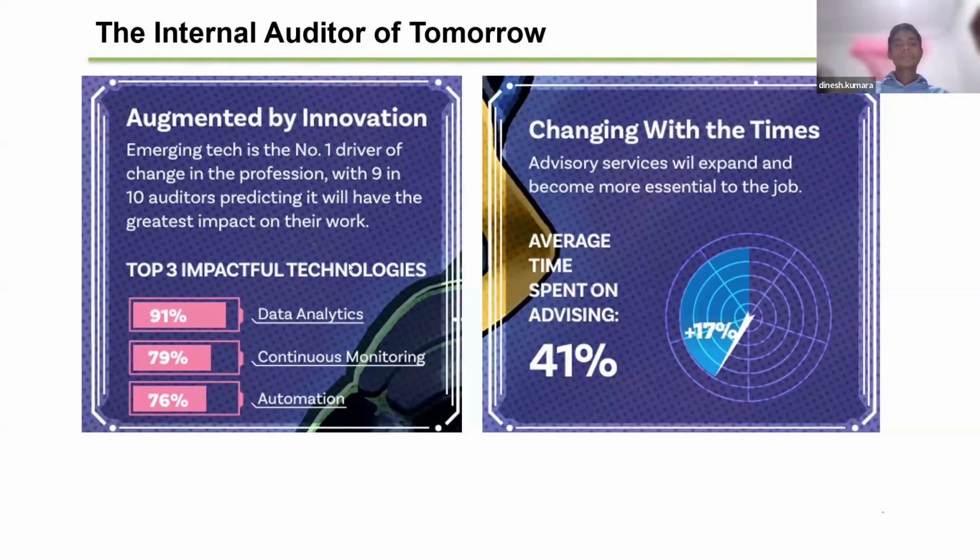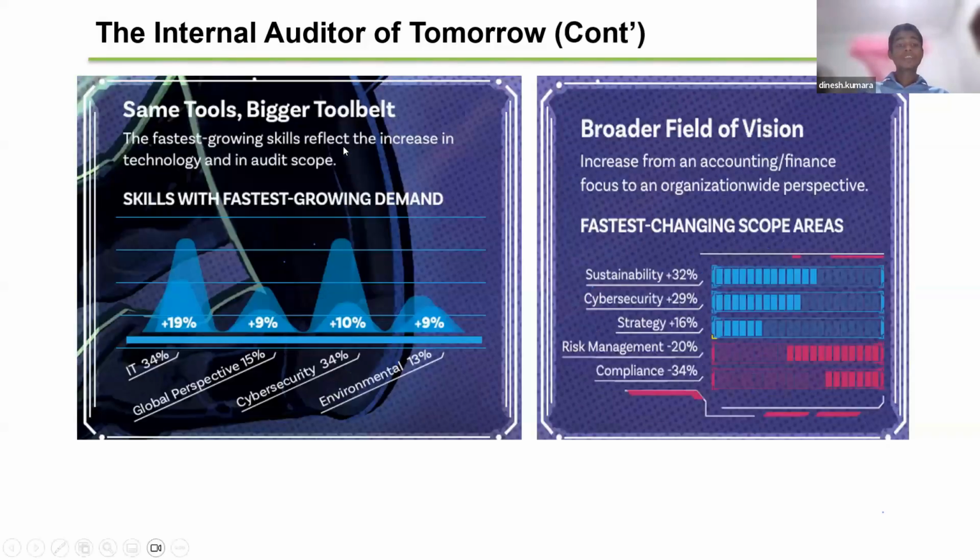The skills with the fastest growing demand increase with technology and audit scope: IT, global perspective, cybersecurity, environment. IT and cybersecurity are the areas most required to deal with modern audit. Environment means sustainable development. Those are the areas you have to focus on.